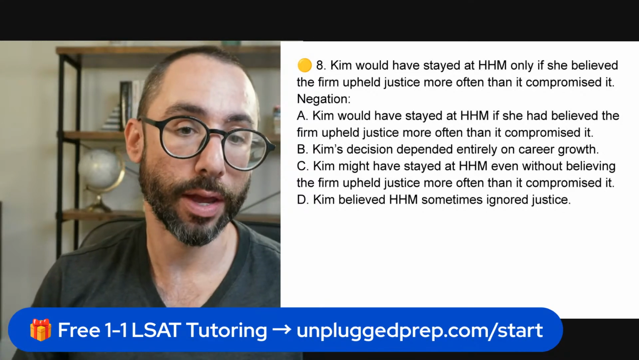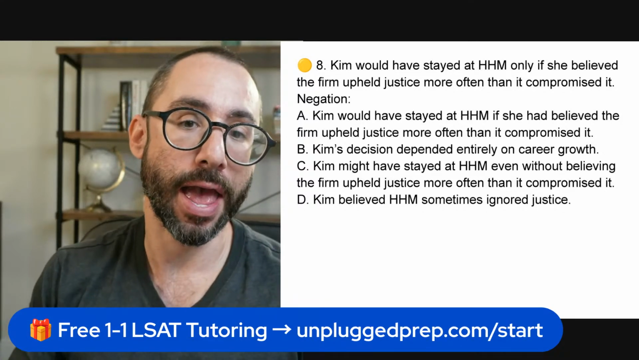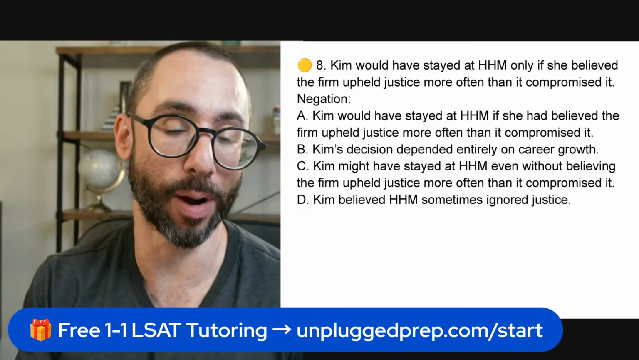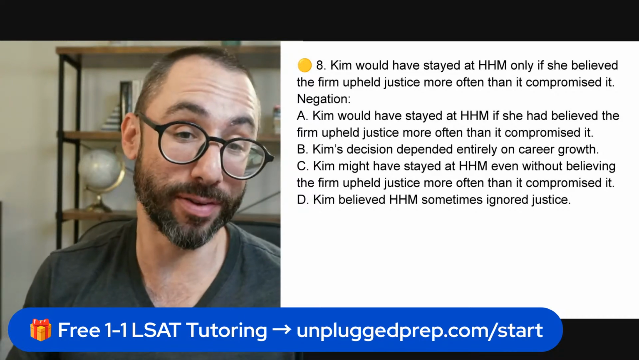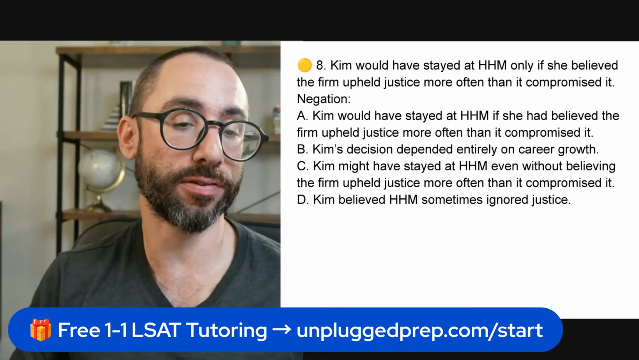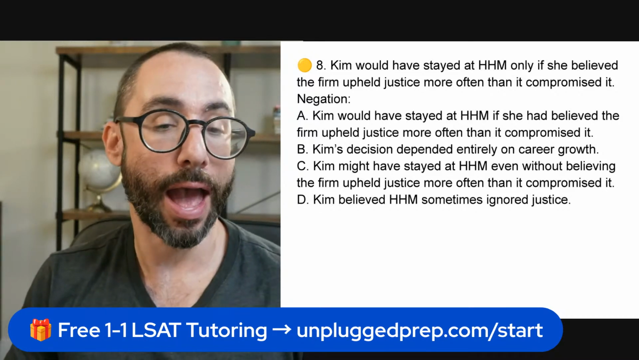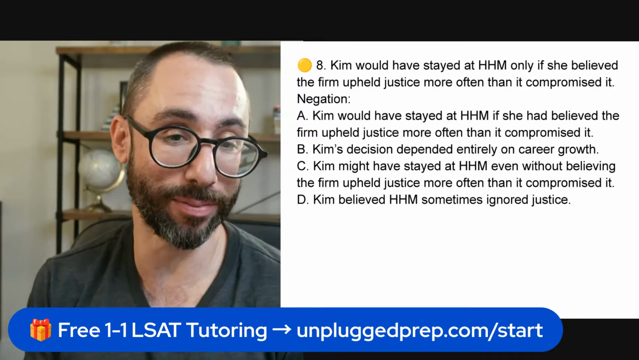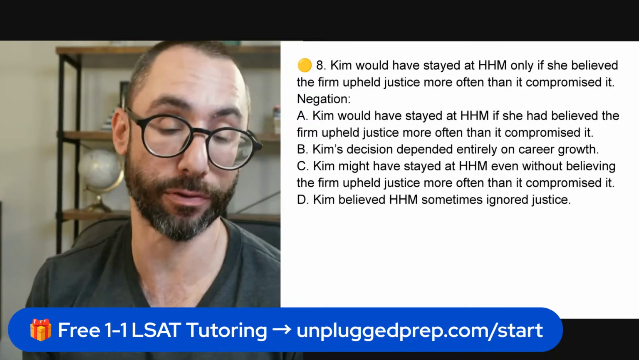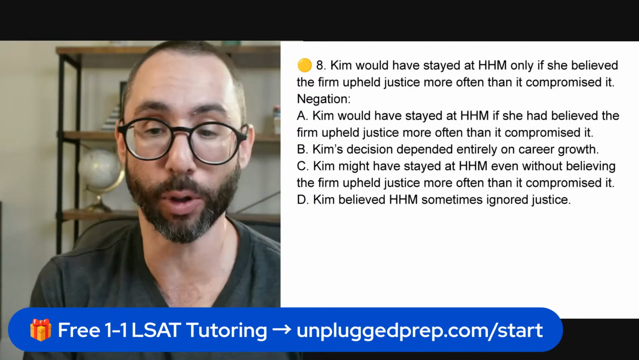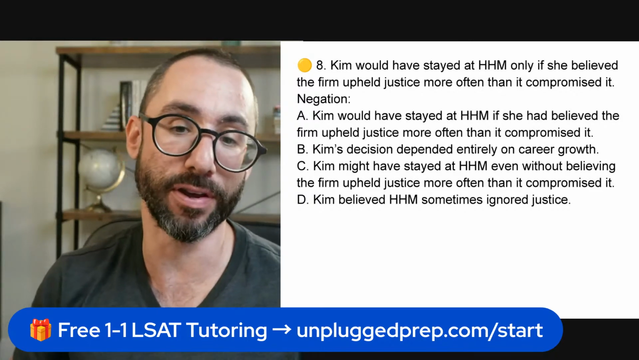Well done. Kim might have stayed at HHM even without believing the firm upheld justice more often than it compromised it. Now, A is pretty similar, but there's a key difference. A says would have, C says might have. And the negation of a would have is a might have, just allowing for the possibility of an exception, like at least once. A is too strong. We're looking for a logical opposite, not a polar opposite. So that's why C is in fact our answer, folks.